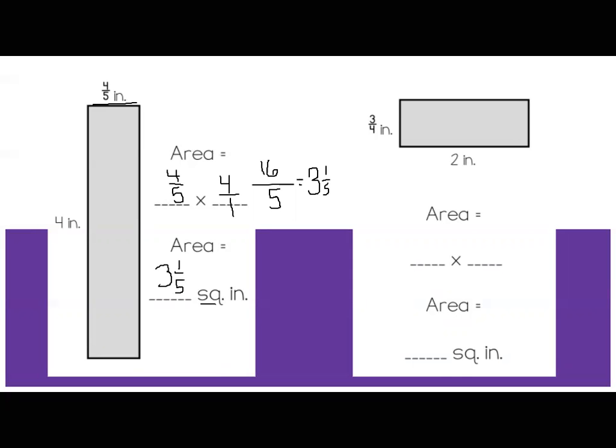Our second rectangle has a length of 2 inches and a width of 3/4 of an inch. And again, we're multiplying a whole number by a fraction. So I'm just going to put a 1 under that whole number. So again, I have 2 numerators and 2 denominators, and I'm going to multiply across. 2 times 3 equals 6, and 1 times 4 equals 4. Again, we have an improper fraction that we want to change into a mixed number. So we can make one group of 4, and we are left with 2/4.